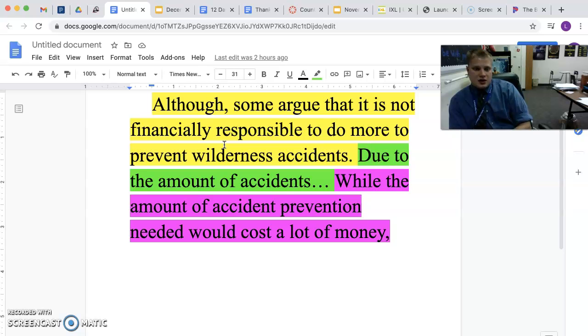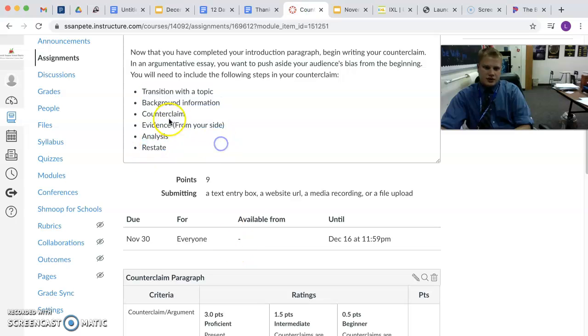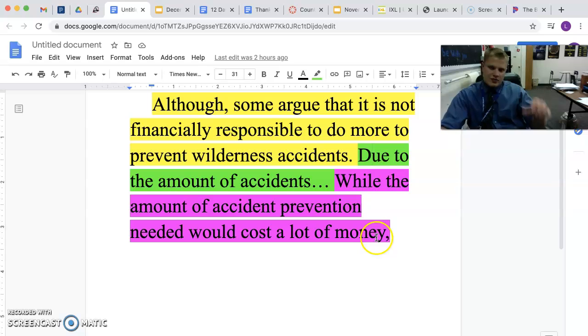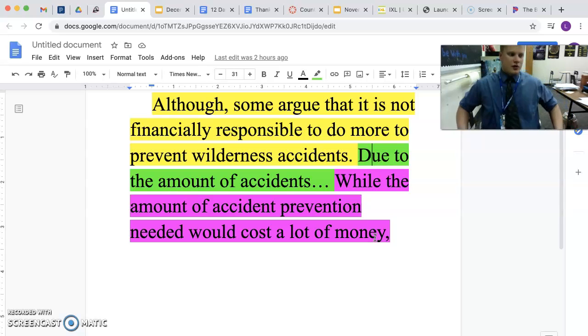And then you need to give your counterclaim. That's your next step. If you look over here, your counterclaim: while they believe this, and you need to acknowledge that they have a valid argument, what's the reason that disproves them? What reason outweighs it? So you need to do that. That's what we are going to focus on Monday and Tuesday.